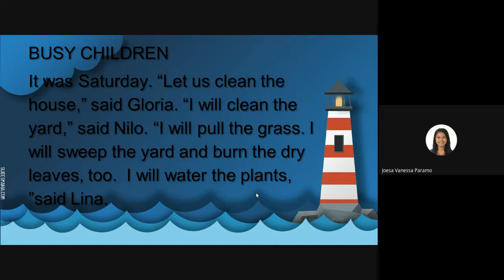Why do you think they are all in the house that day? Okay, very good. Because it's Saturday and no classes. If you were one of the children in the story, what will you do? Very good. How will you help them?